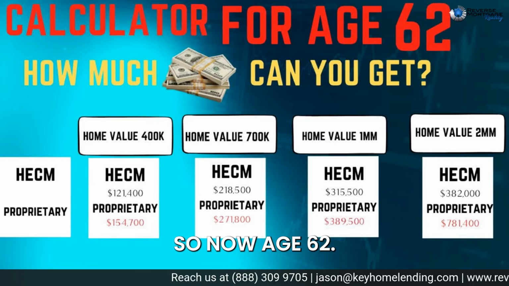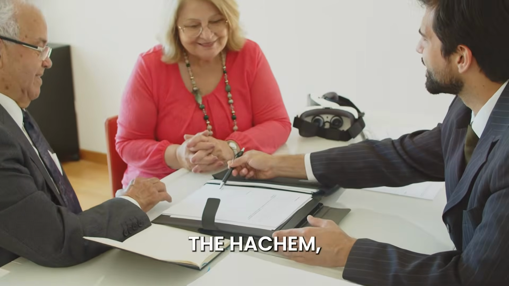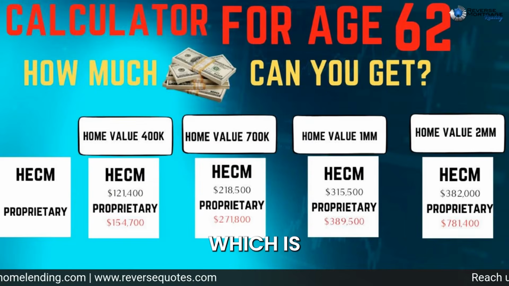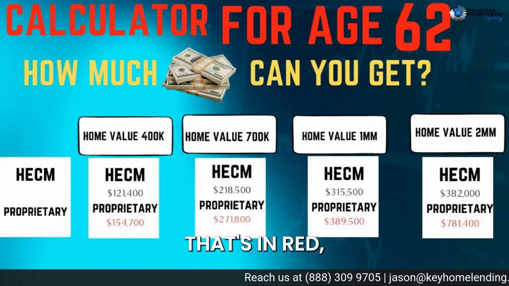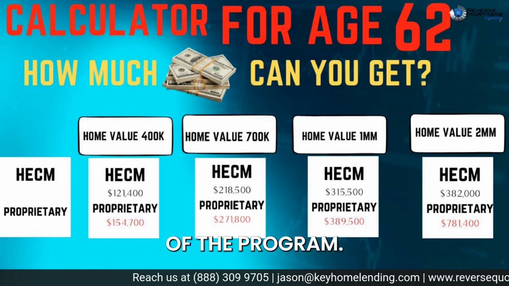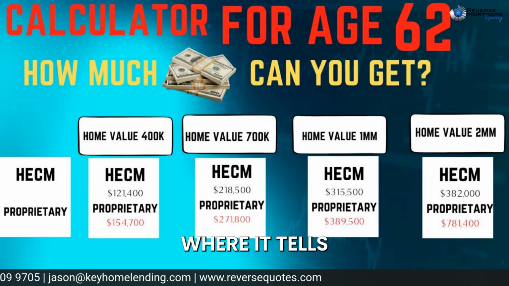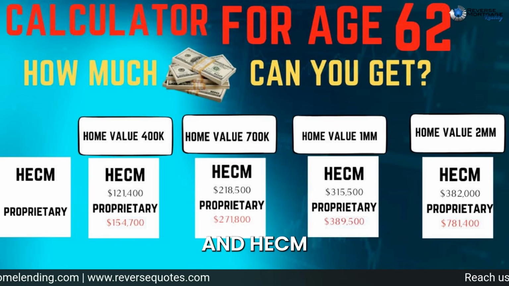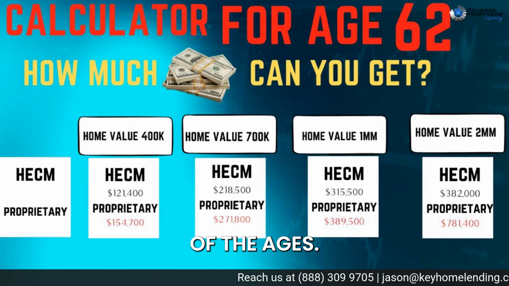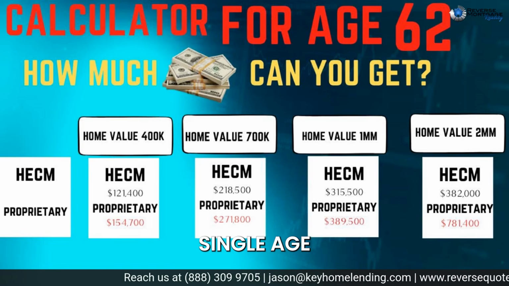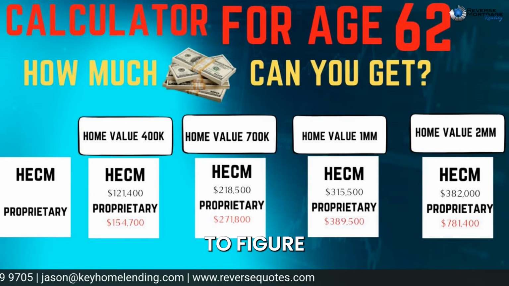So now, age 62. Now here at age 62, we're introducing the HECM, which is the home equity conversion mortgage, which is the FHA reverse mortgage. So as you can see here, anything that's in red, that means you're getting more cash out of the program. So I always like to compare the proprietary versus the HECM. And we'll get into a slide where it tells you the differences between the proprietary and HECM. But suffice it to say, the proprietary is giving more money at most of the ages. But here's a teaser, not every single age. The HECM comes back to beat the proprietary. You're going to have to watch later on to figure that one out.